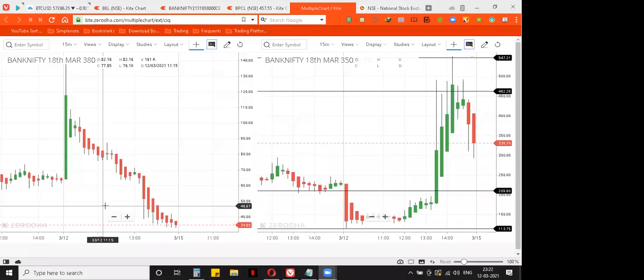But the HeikenAshi, one of the reasons why people use this is because there is a doji formation and that usually tends to be a reversal point. Actually, it doesn't. You see these two doji candles here. Where has it been a reversal? It doesn't. It's not a rule written in stone.